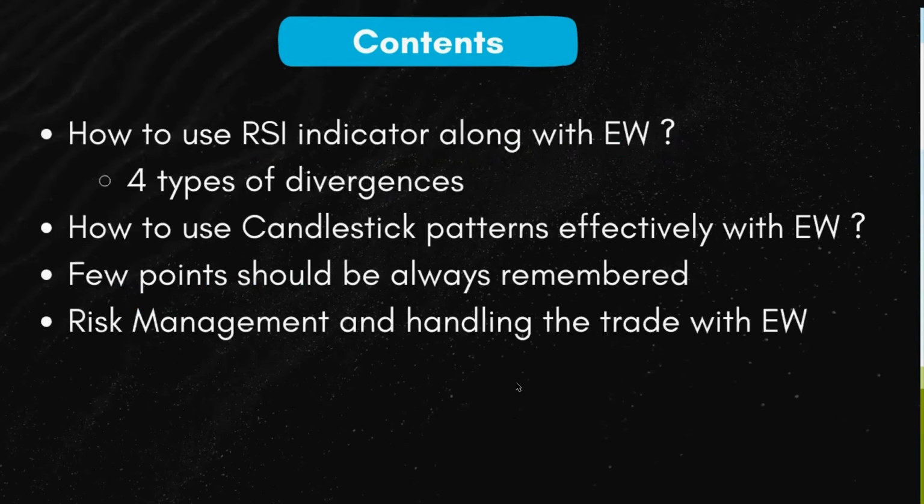At the same time, there is a separate session on how to use the RSI indicator to support the Elliott wave to identify the turning points. There are 4 types of RSI divergences, and I explain all of them with real-time examples. These are highly helpful in identifying the turning points and should be used along with the Elliott waves as a supporting factor.